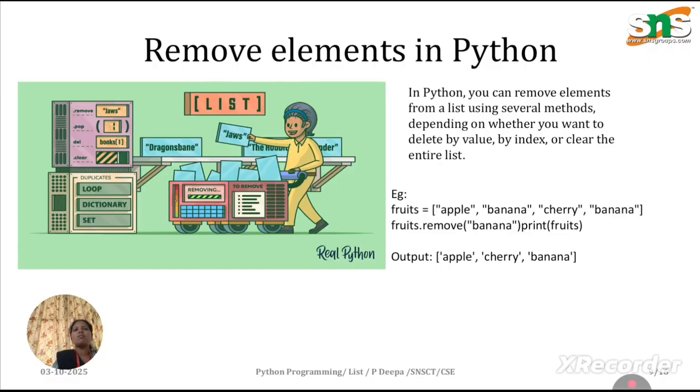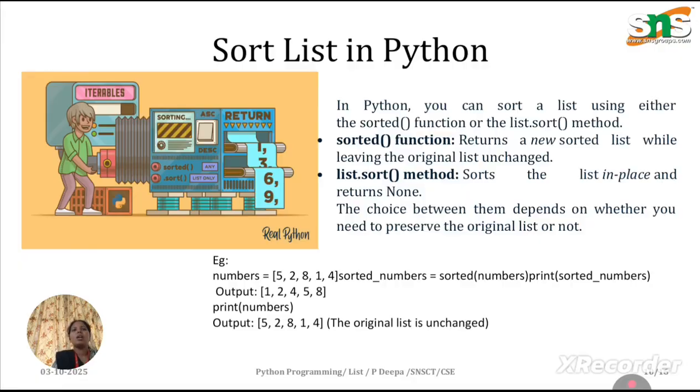Then removing an element, we already know how to remove an element using several methods, depending on whether to delete by value or index, or clear the entire list. Then sorting the list, we already know how to sort the list, using either the sorted function or list dot sort. This is the keyword. The sorted function and list dot sort are the methodology for sorting a Python list in programming.